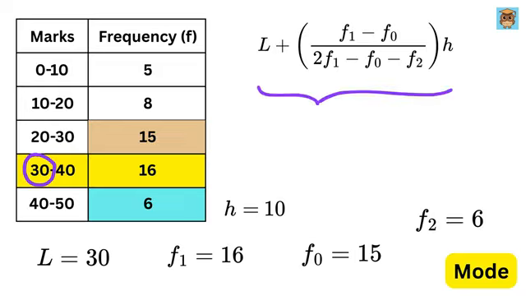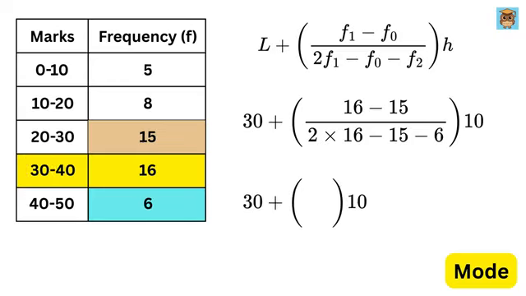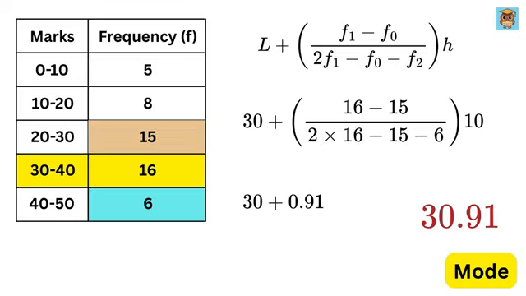Now, we substitute these values into the formula. 30 plus (16 minus 15) divided by (2 times 16 minus 15 minus 6), times 10. 16 minus 15 equals 1, 2 times 16 equals 32, and 32 minus 15 minus 6 equals 11. So the formula becomes 30 plus 1 divided by 11 times 10. 10 over 11 equals 0.91. Finally, add 30 plus 0.91, which gives 30.91.